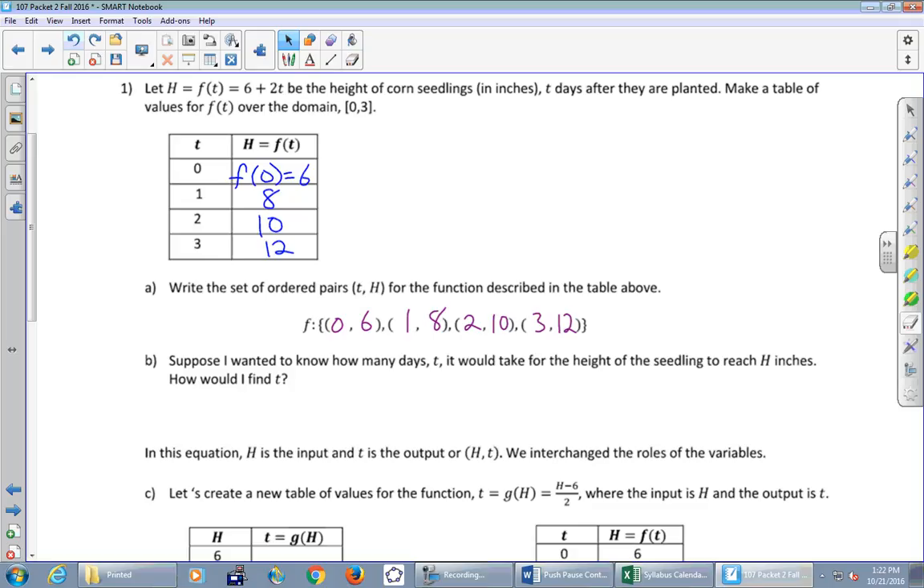So for example, if you tell me the seedling is 10 inches tall, what's the output? 2. It took 2 days to get to that height, right? It's the same problem, but thought of in reverse, right? The input and output need to swap roles here.